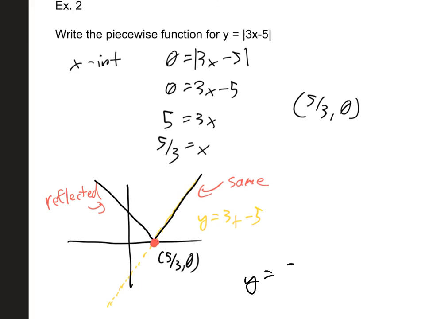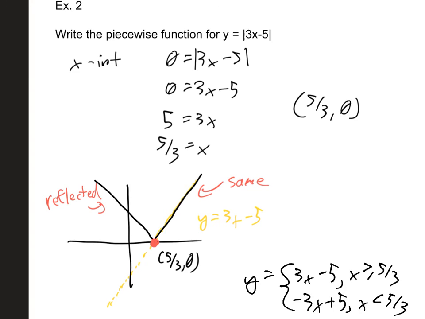So let's write this piecewise function. Y is equal to the original function, so 3x minus 5, to the right of that x-intercept, so when x is greater than or equal to 5/3. And it acts like the reflection, so negative 3x plus 5, when x is less than 5/3.